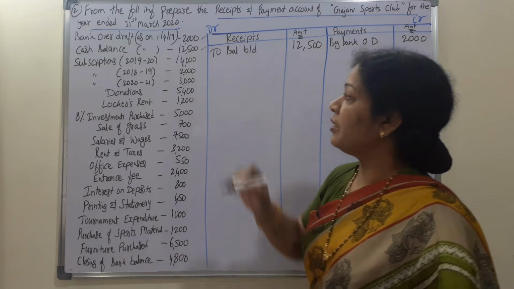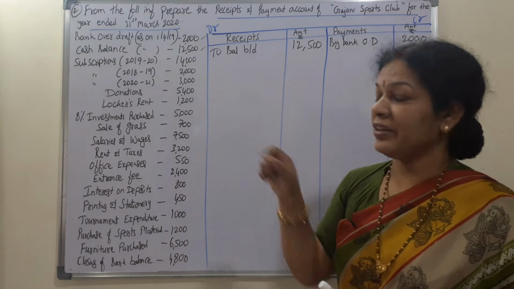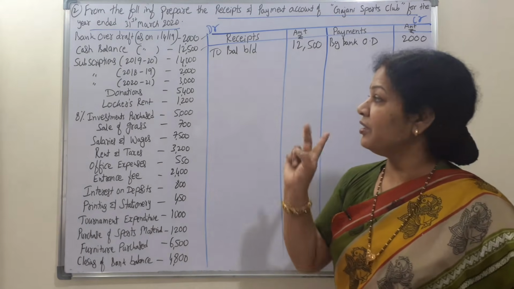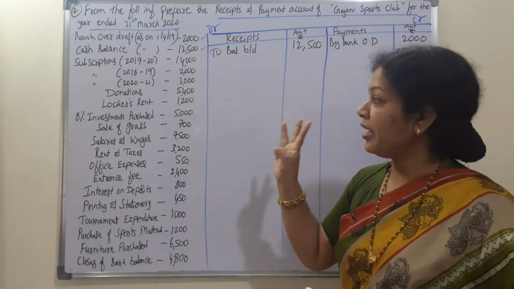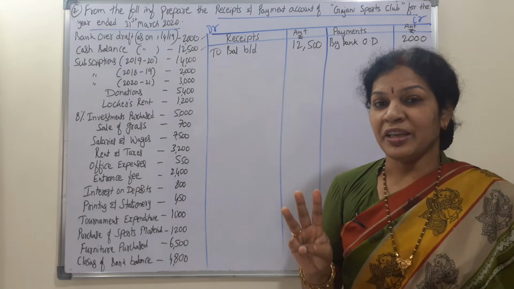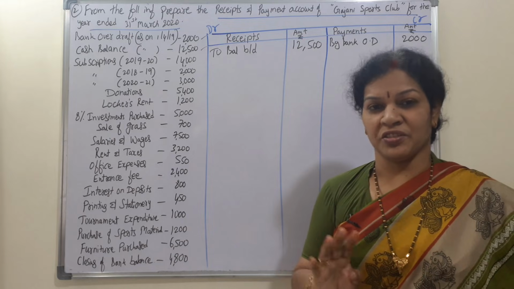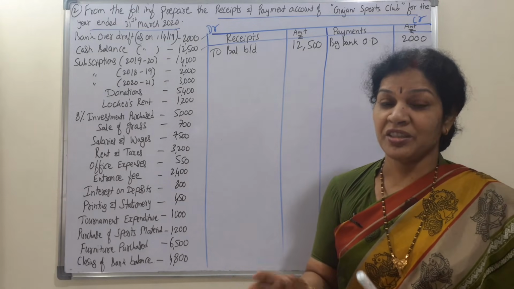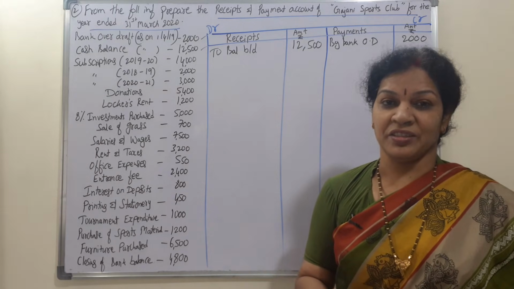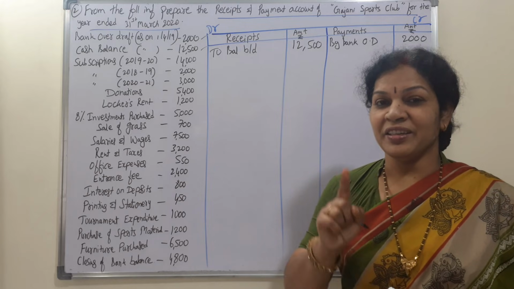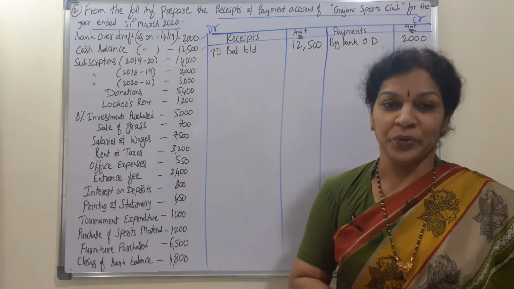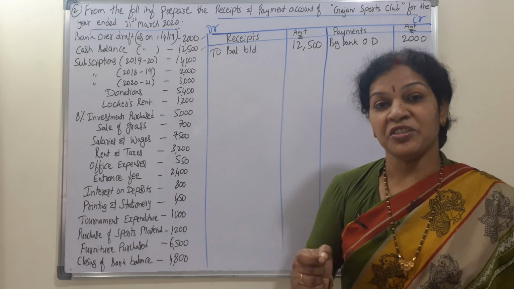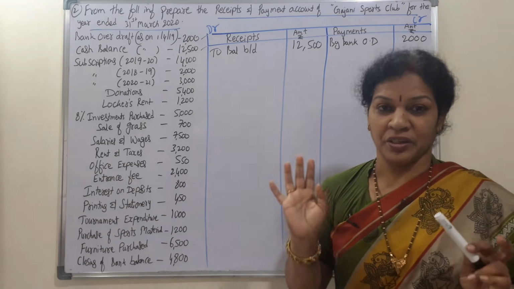Next, subscriptions we are finding. Subscriptions of 3 years: 2018 to 19, 2019 to 20 and 2020 to 21. In a cash book we take all the transactions, whether pending from last year or related to the next year, everything we consider. But in the income and expenditure account we don't. In the income and expenditure account we take only the transactions which are related to the present year only.